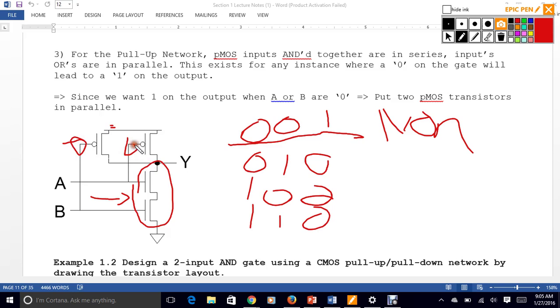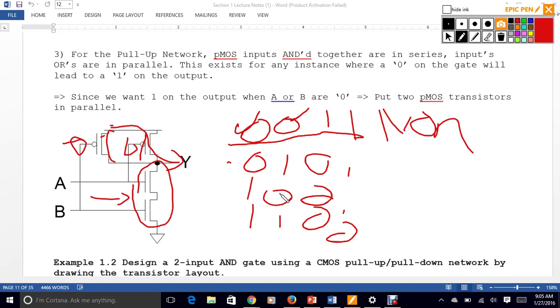So in NAND, I want either of them to go through because it's going to be 1, 1, 1, 0, because I want any instance where there's a 0 to produce a 1 on the output. But in the case of a NOR, I only want it to be when both of them are 0. So therefore, instead of them being in parallel to have either of them, they should be in series so that both of them meet that requirement.